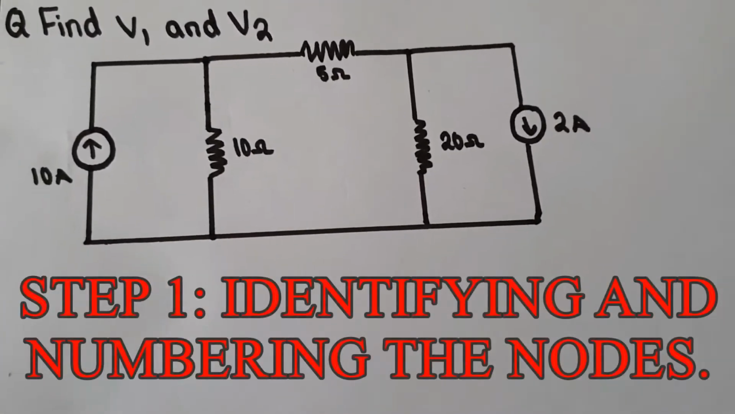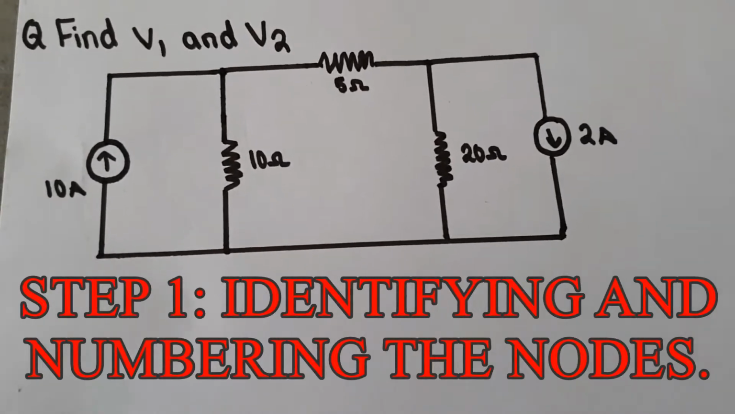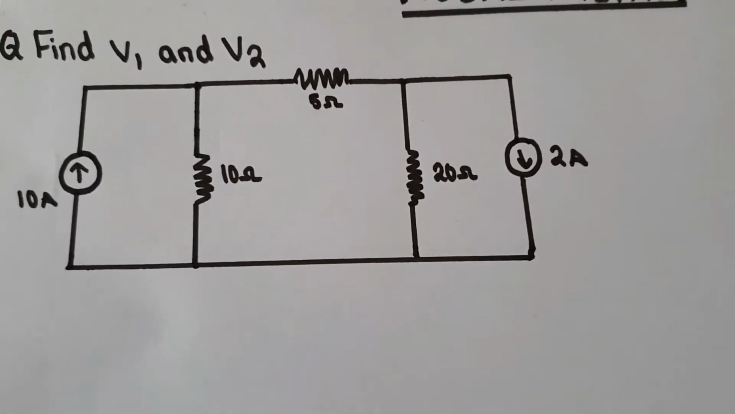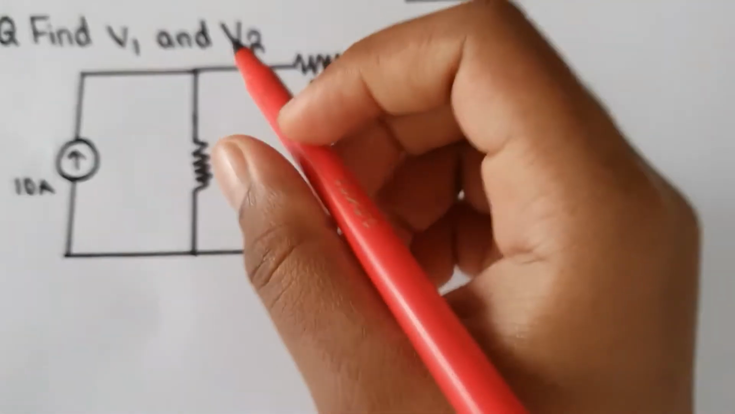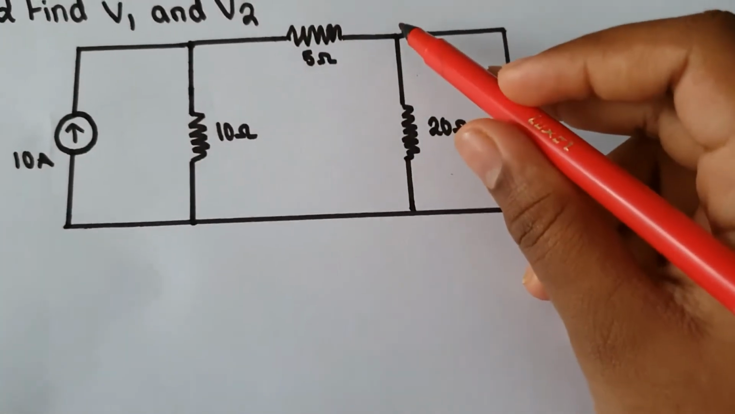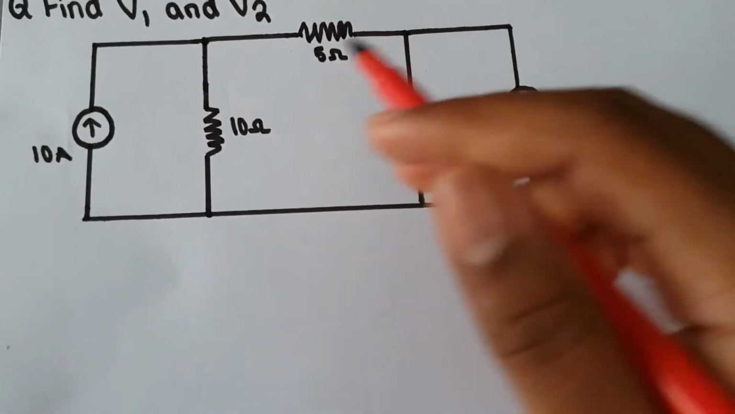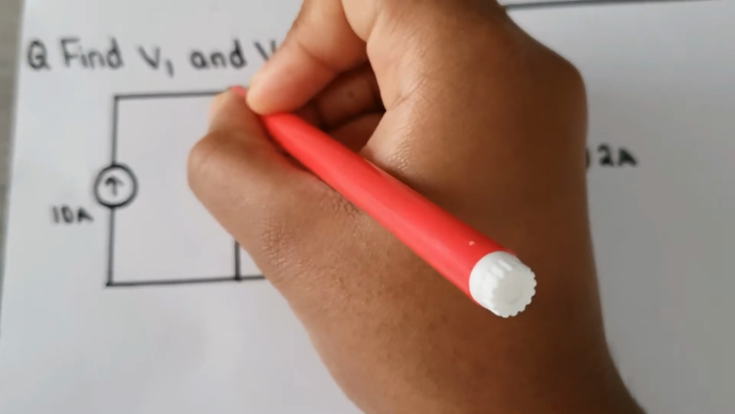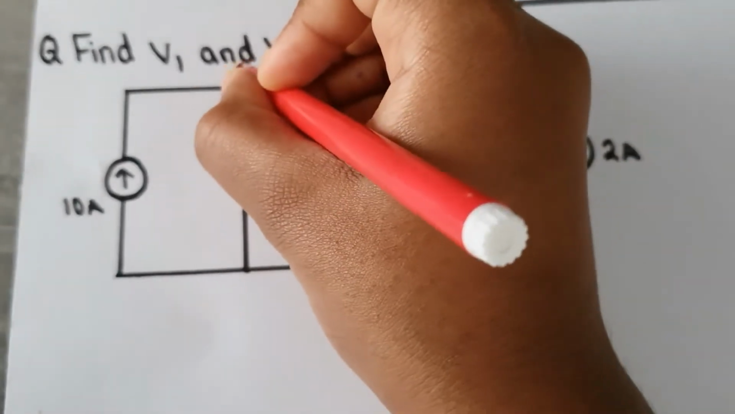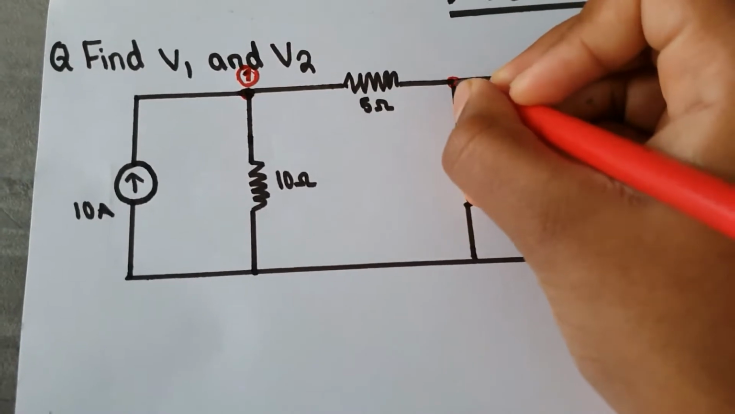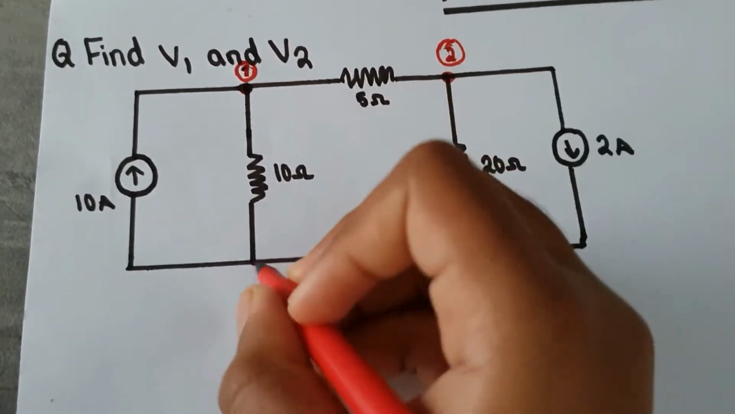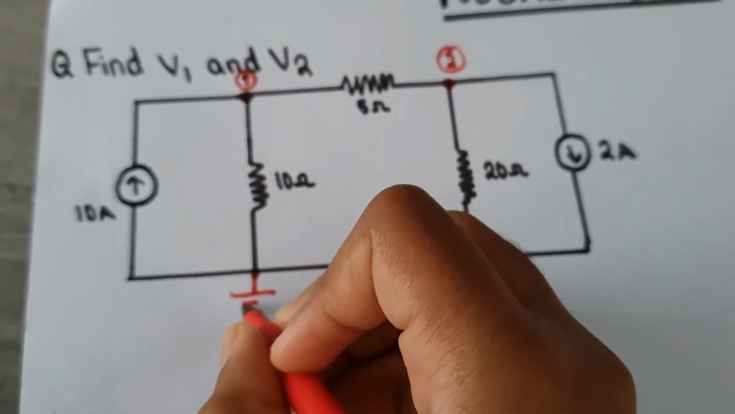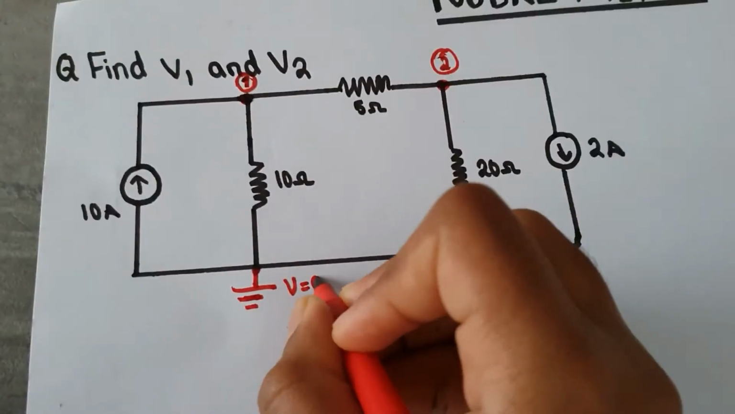Step 1 is identifying and numbering the nodes. First you need to identify the nodes and then you can number them. We know that nodes are the junctions. So here we have one node here, a second node here, and then this and that are the same, and one over here, all of them joining. Let's name them. This node is node 1. This is node 2, and this you can take to be earth, so V equals 0.